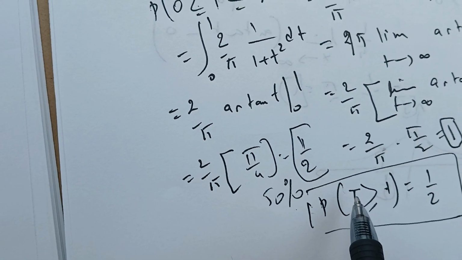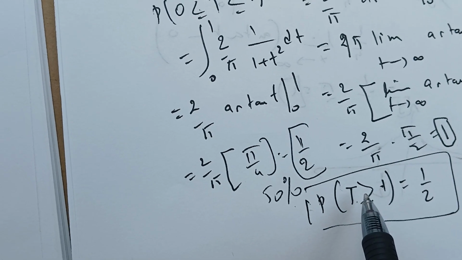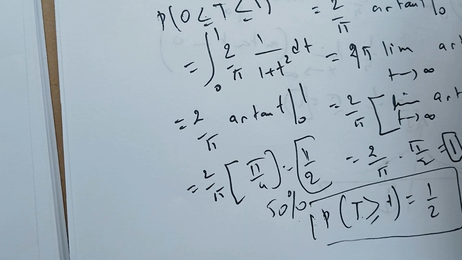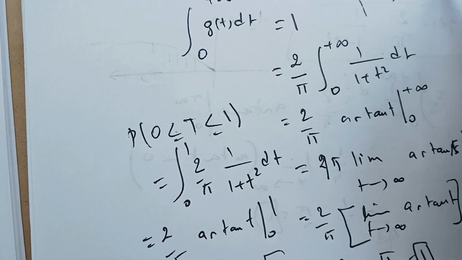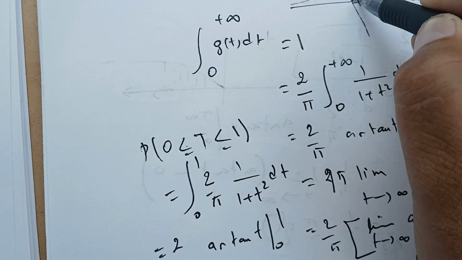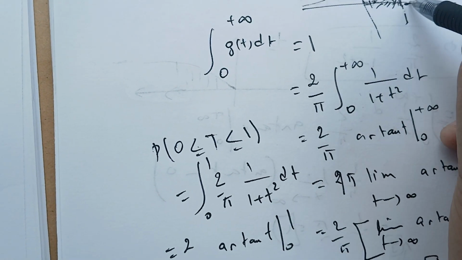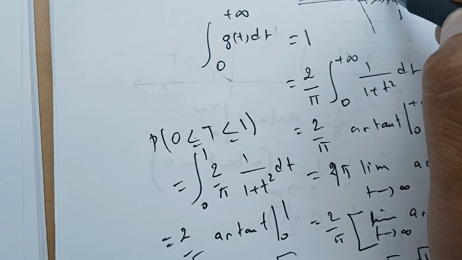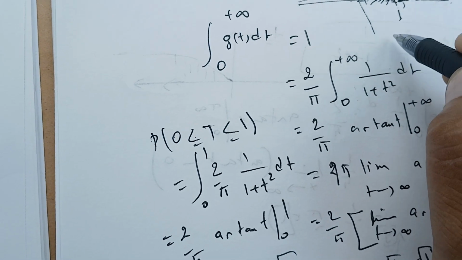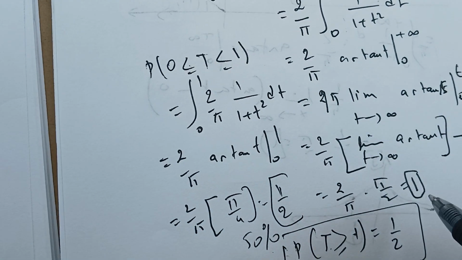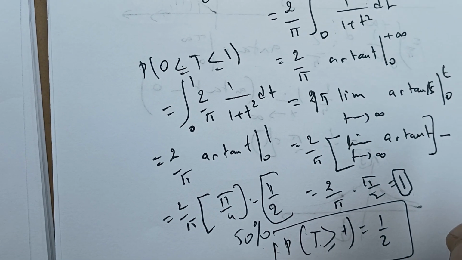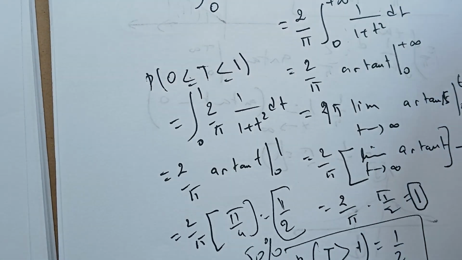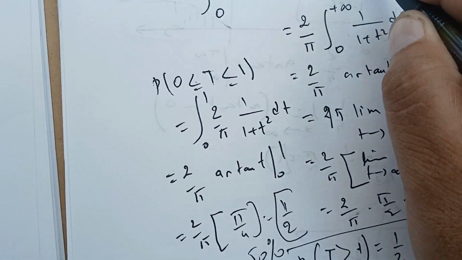So as time increases, the probability that I'll be waiting is going to be smaller. But now our main important idea is here between 0 and 1 hour. So waiting less than 1 hour is 50%.